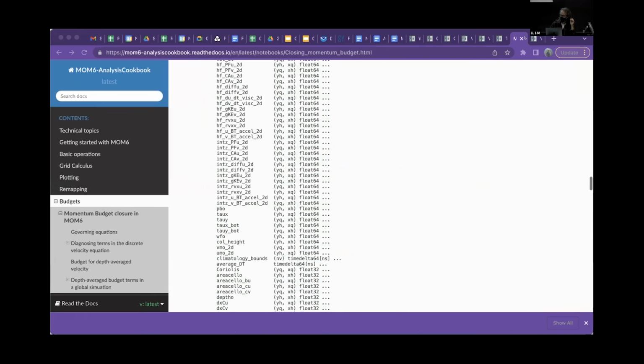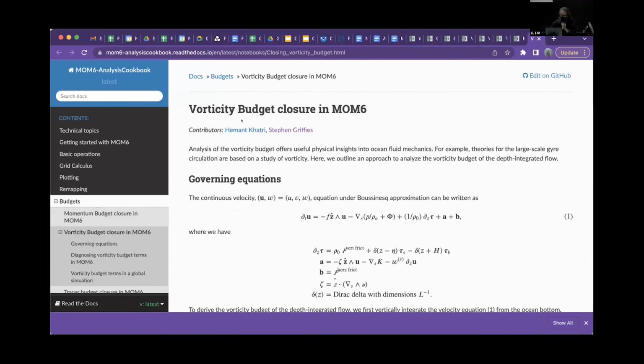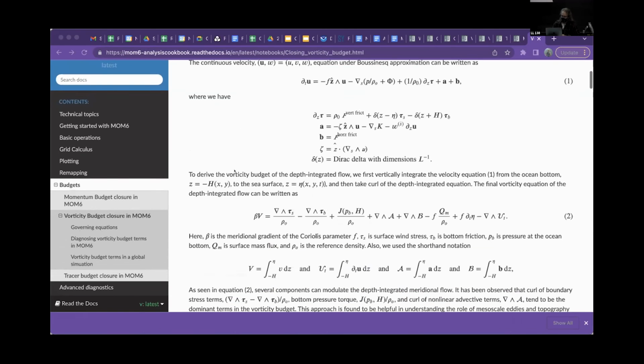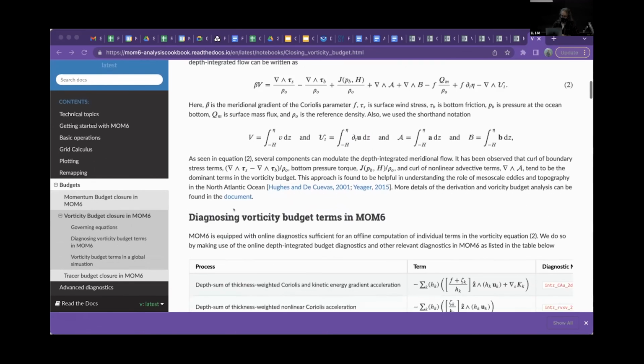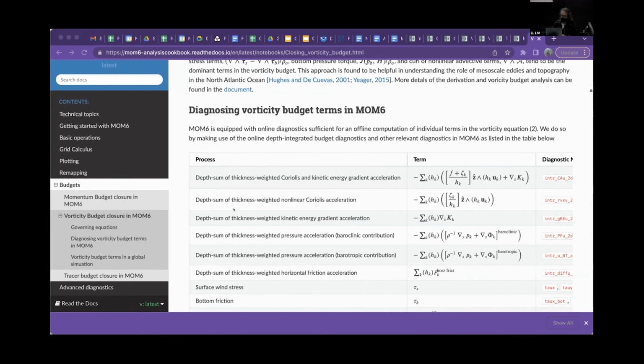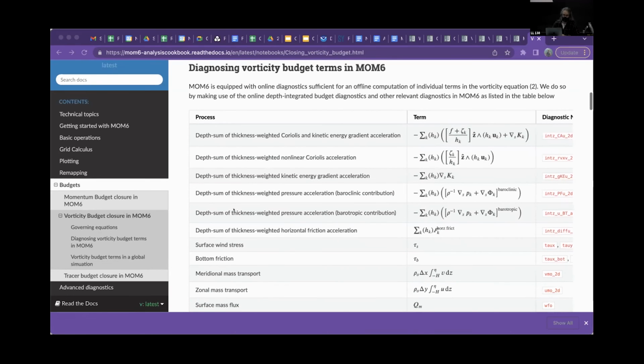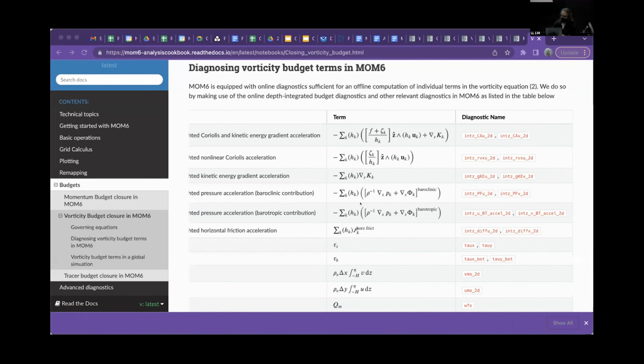So the final one is taking that, and Hamant and I wrote this on vorticity, if you're interested in the depth integrated vorticity. This is now taking those momentum terms, taking the curl of the depth integrated velocity equation to form the depth integrated vorticity equation. And here is the table of what you would need in words: the process, the math term here, and on the right-hand side is the diagnostic you would save in the code to do that.